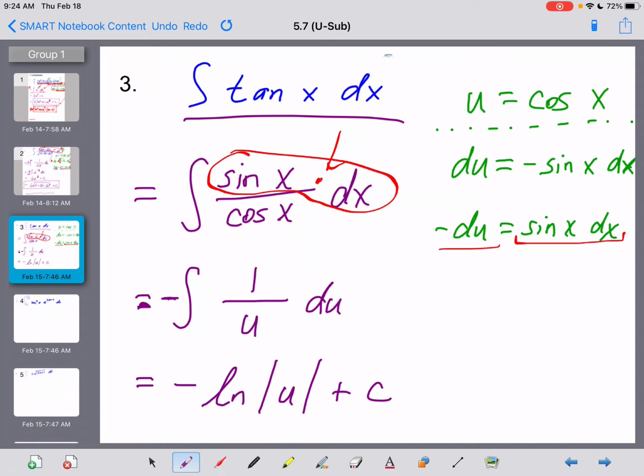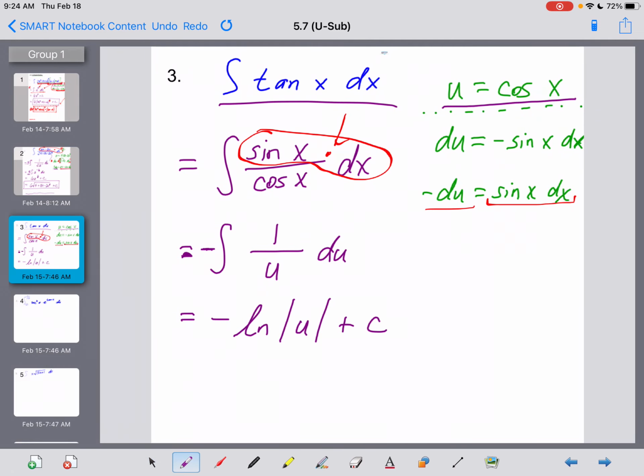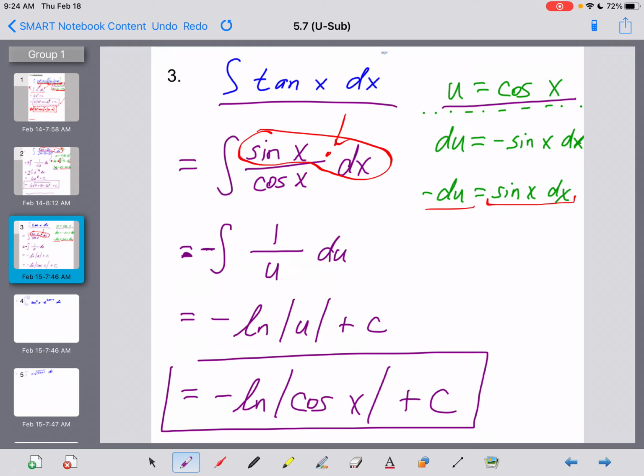And the last thing we need to do now, guys, is get rid of that u and express it back in terms of the original variable here, which is x. So this is going to equal the opposite of the natural log of the absolute value of cosine of x plus c. And that is our answer, everybody, to the infamous tan x dx problem.